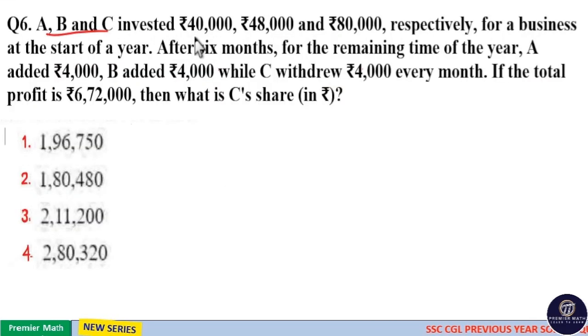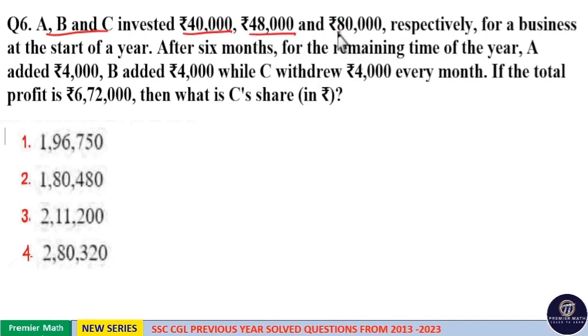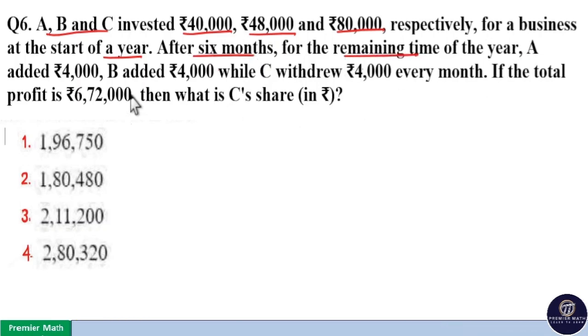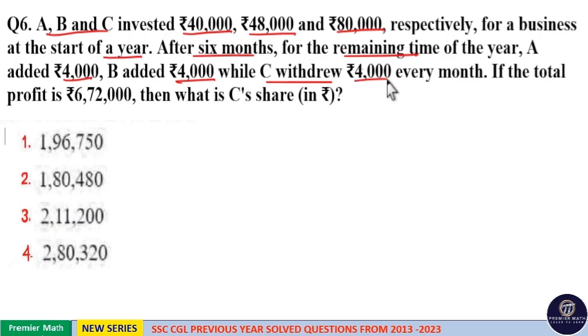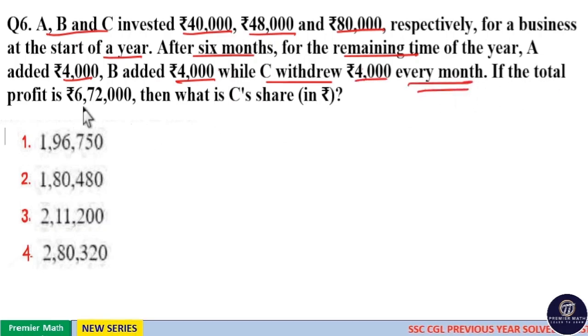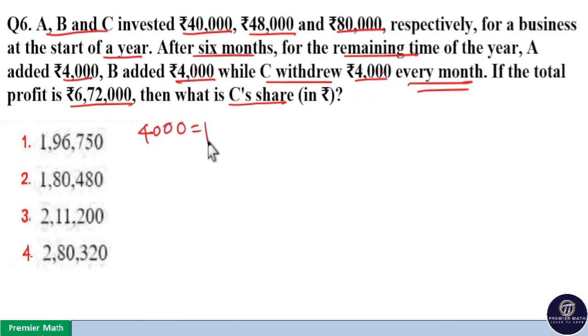A, B and C invested 40,000, 48,000, 80,000 respectively for a business at the start of a year. After 6 months, for the remaining time of the year, A added 4,000, B added 4,000 while C withdrew 4,000 every month. If the total profit is 6,72,000, then what is C's share? Here 4,000 repeated many times. So I'll take 4,000 as one part.